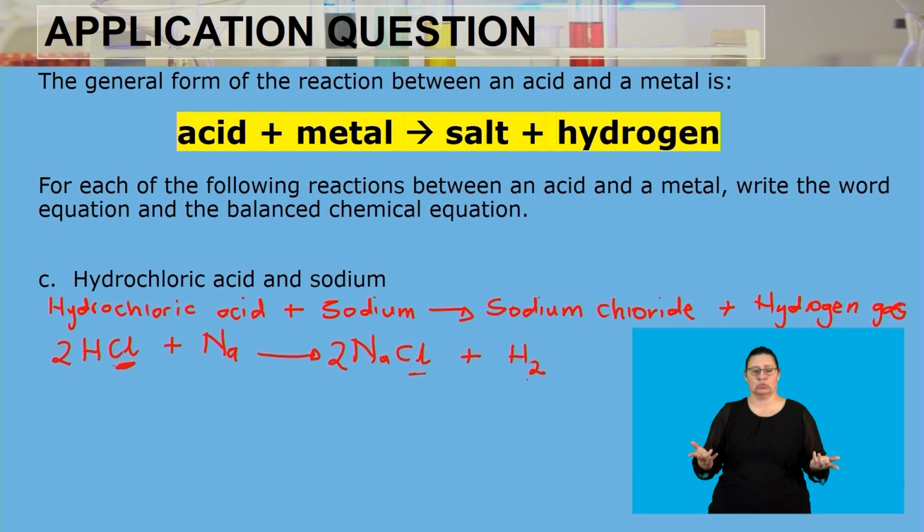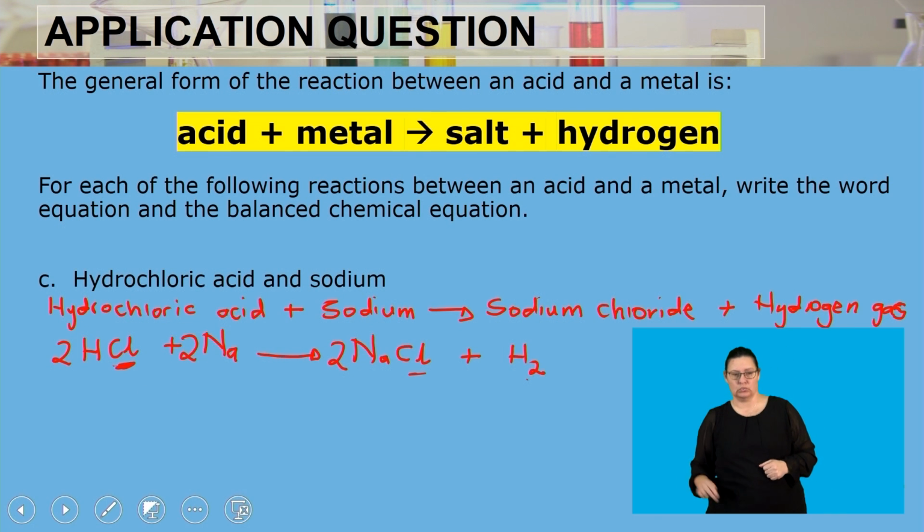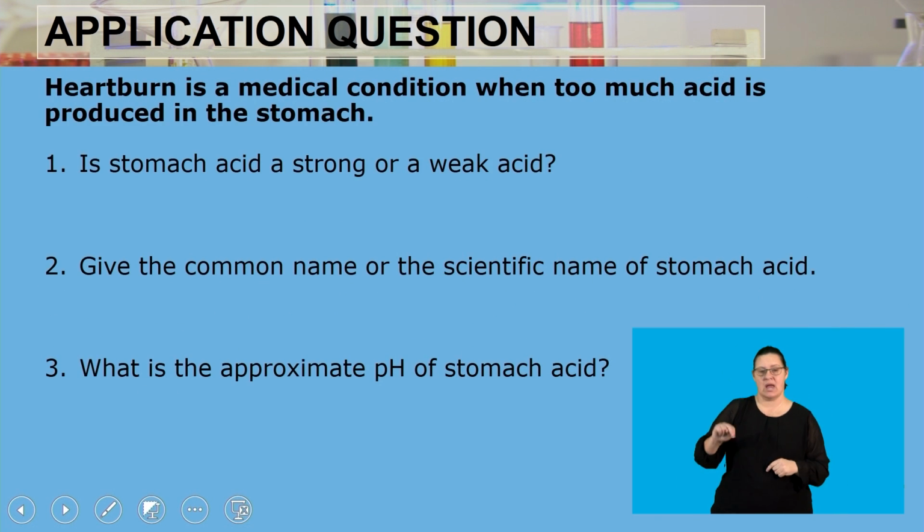But that creates another problem with the sodium, because now there's going to be 2 sodium atoms on the right hand side, but 1 sodium atom on the left hand side. So if I just quickly put in a 2 there, it takes care of everything, because now there's 2 hydrogen atoms on the left, 2 hydrogen atoms on the right, 2 chlorine left, 2 chlorine right, 2 sodium left, and 2 sodium on the right hand side. So now we can safely say that the equation is balanced.